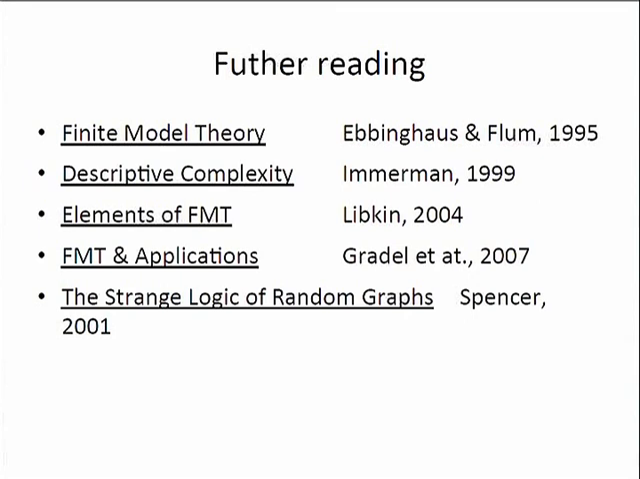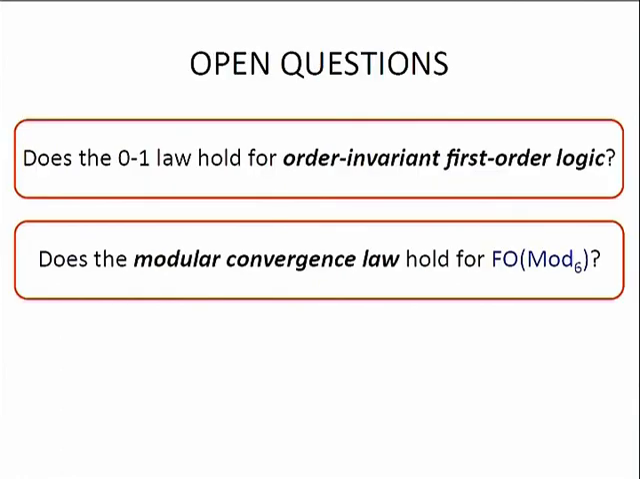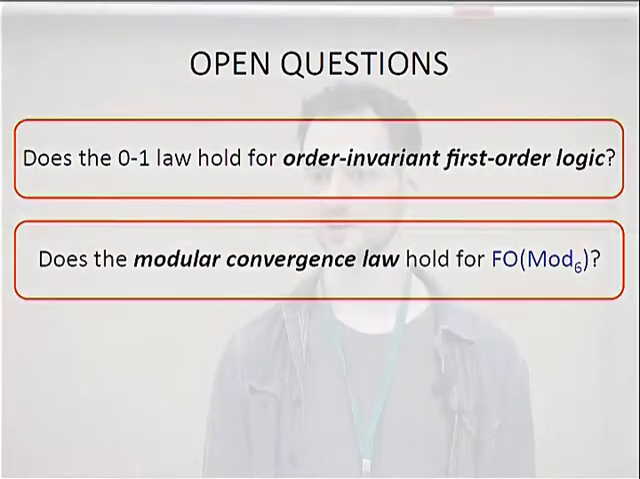It looks like I'm finishing a little bit early, but here are some references you can look at to learn more about these subjects. And finally, let me just repeat the two open questions that I raised in the talk. So is there a 0-1 law for order invariant first order logic? And the second question is, does this modular convergence law of Kolaitis and Kopparty hold, for instance, for first order logic with a mod 6 quantifier?